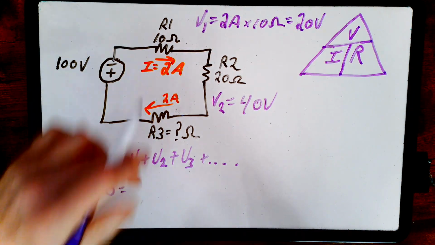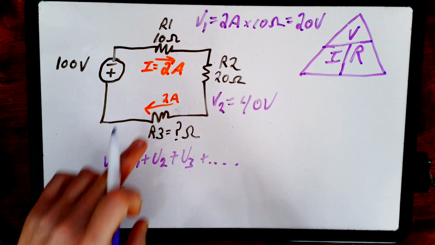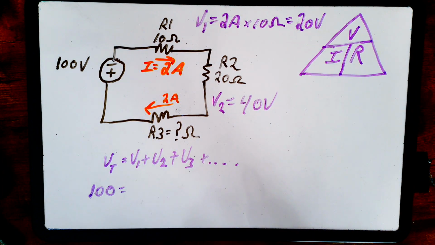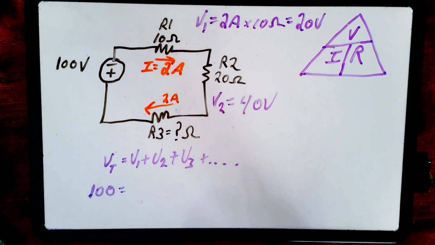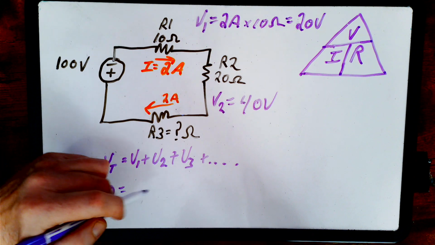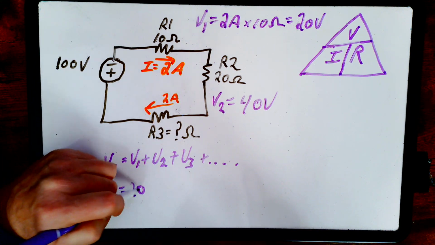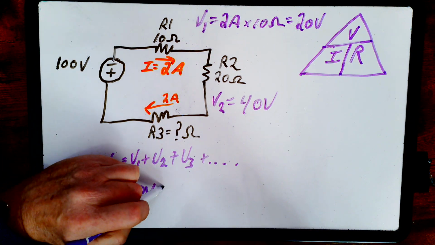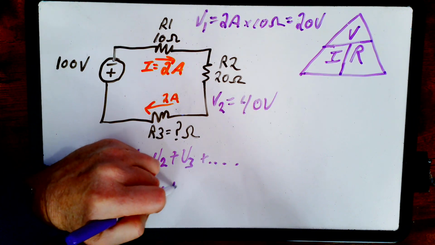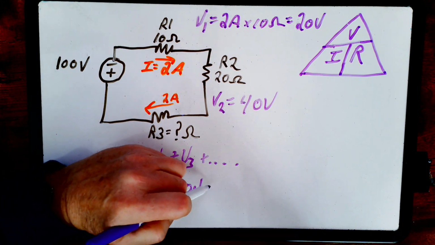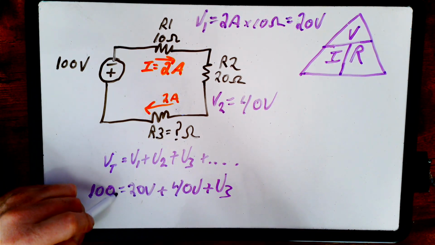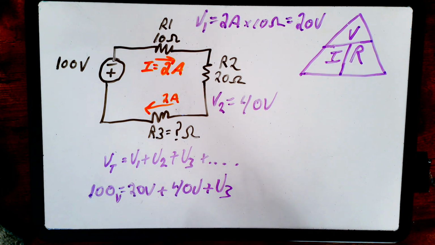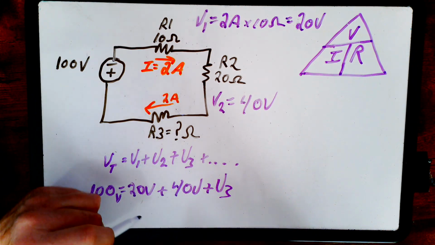All right, so let's plug those numbers in here. Because here we know the current, but we don't know the resistance yet, so we can't find that voltage. So if we plug in 20 volts for V1 and 40 volts for V2, well, looking at this equation, 100 volts equals 20 volts plus 40 volts plus V3. V3 has to equal 40 volts.